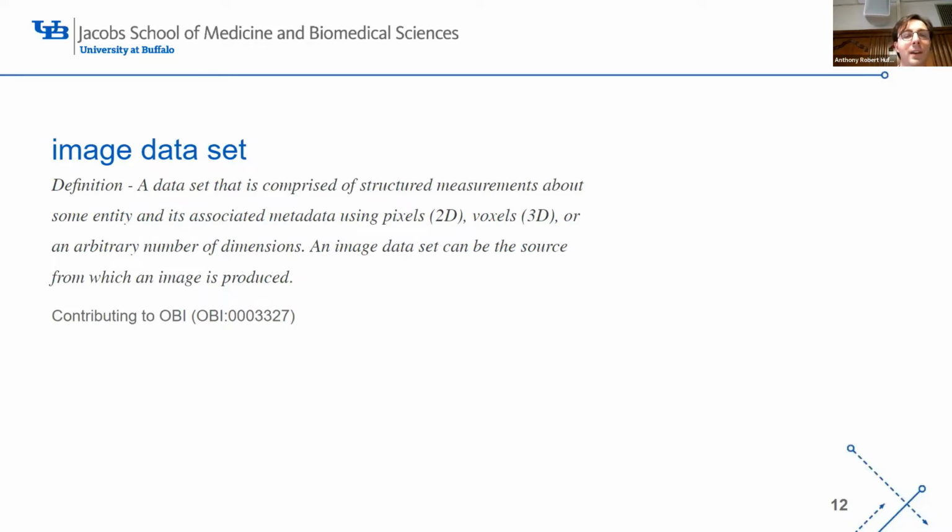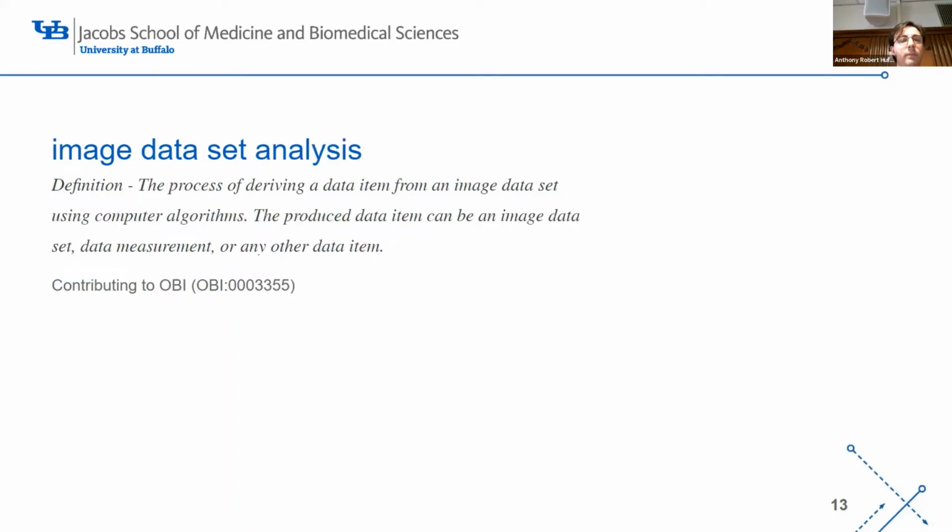And we're defining it as a data set that is comprised of structured measurements about some entity and its associated metadata using pixels, voxels, or an arbitrary number of dimensions. And then we have a gloss saying an image data set can be the source from which an image is produced. So it's just a nice collection of the imaging data that we would get from our biomedical images, as well as all the other data that's associated with it in the file headers.